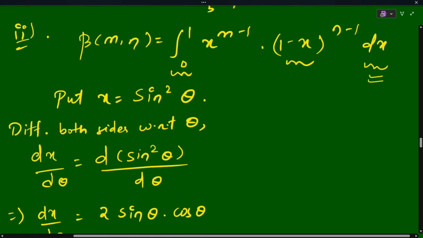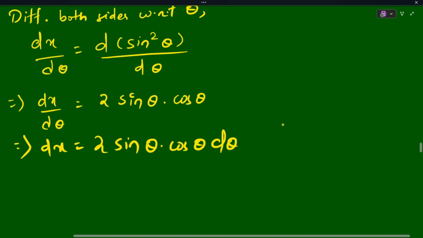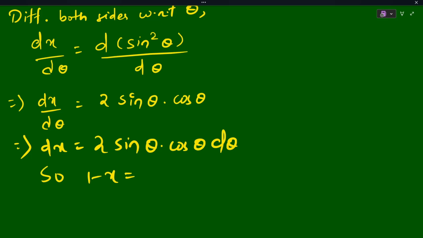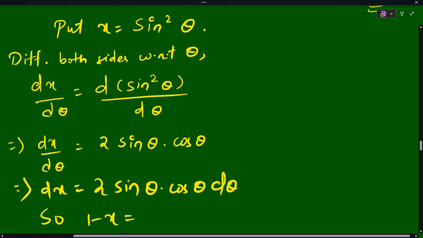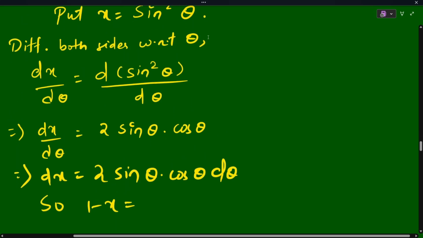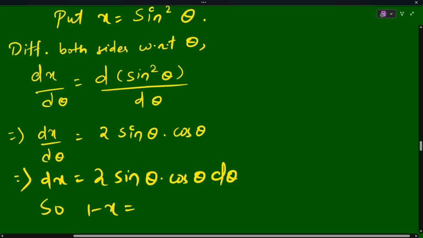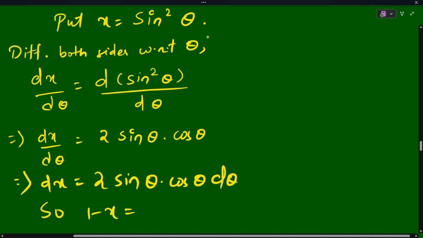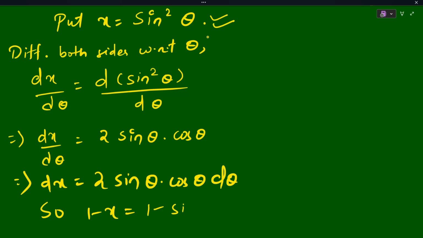Next I will go for this 1 minus x. So now what will be the value of 1 minus x? Now as x is how much? X is sine square theta, right? So 1 minus x would be 1 minus sine square theta. So we all know 1 minus sine square theta is cos square theta.